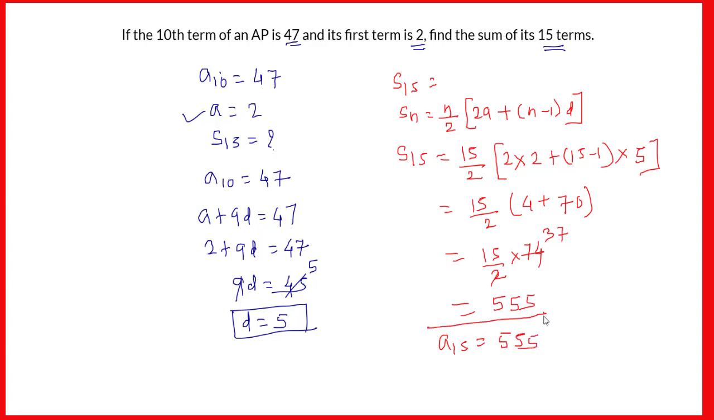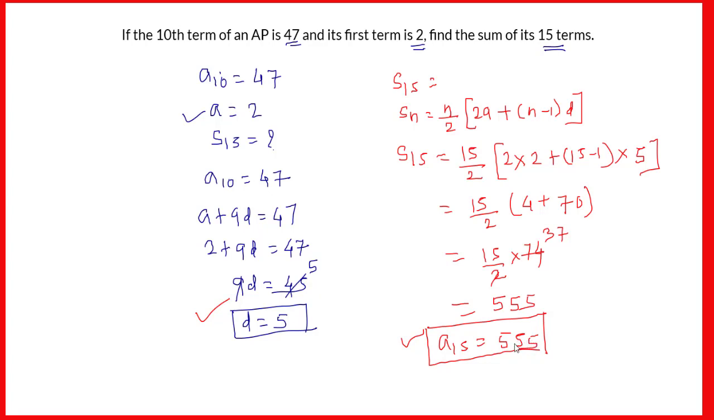Since this question is asked for 2 marks, there are 2 important steps. First, finding the common difference, and second, finding the sum of the 15 terms. Highlight both so that the examiner finds it very easy to check your answer paper. Highlight the 2 steps, that is D is equal to 5 and S15 is equal to 555.